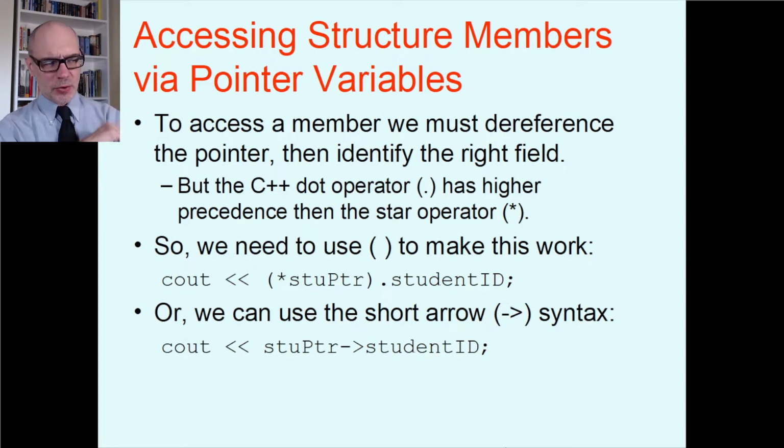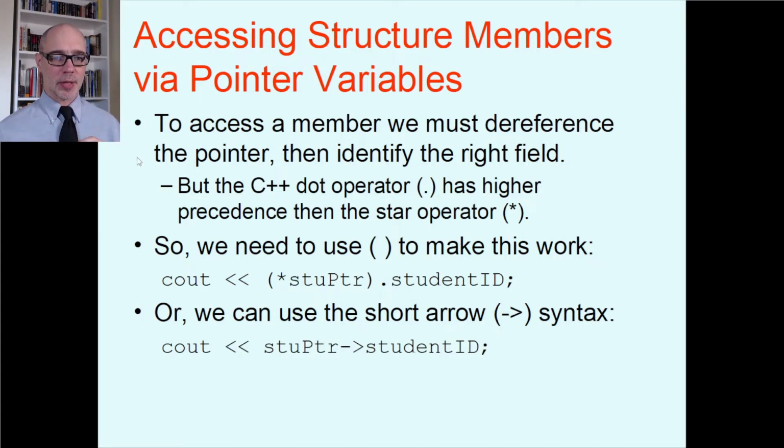Okay, now a little interesting piece of syntax here. When you have a pointer, and you want to get at the members in that memory location, what's that going to look like? To access a member, well, obviously you've got to dereference the pointer to actually be looking at the actual structure itself. Then you've got to identify the right member field. So you're going to use a star to dereference the pointer, obviously, and you're going to use a dot to get at the particular member field, again, obviously.